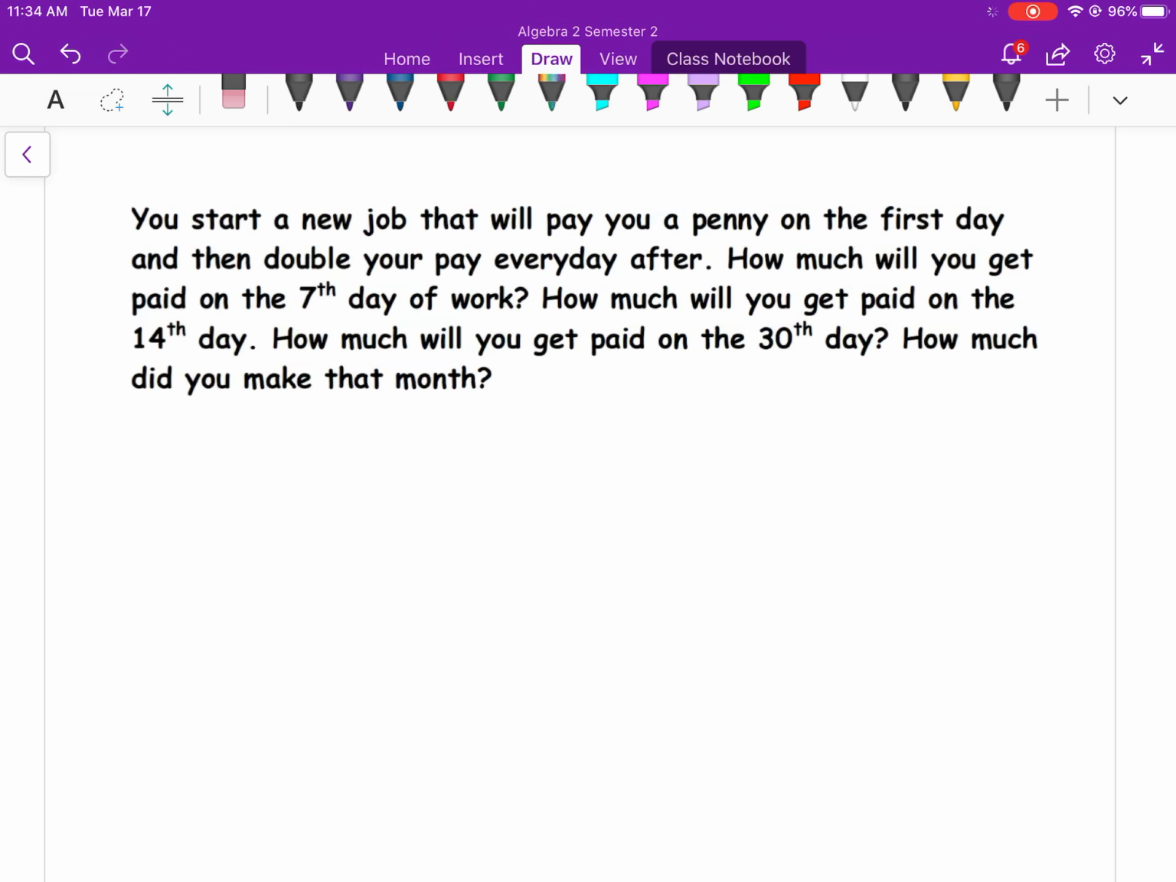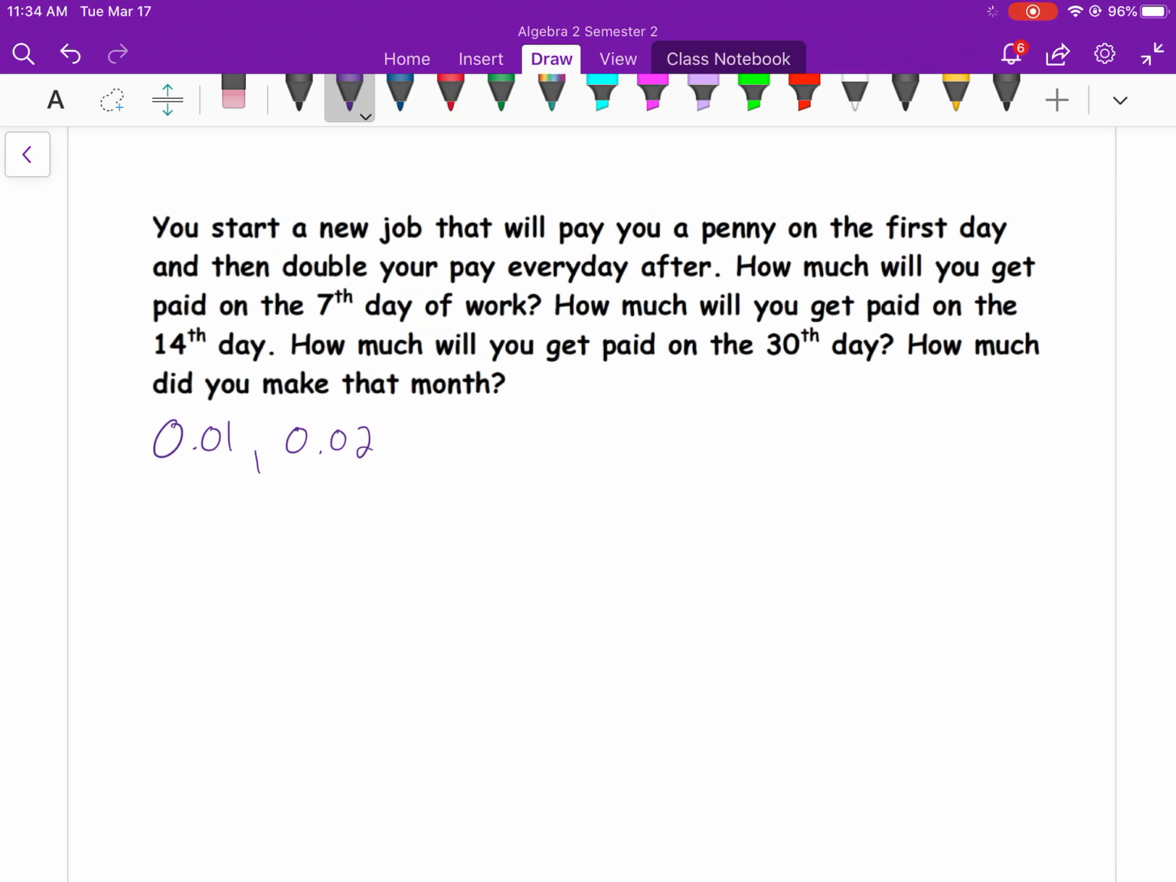We won't be able to do this whole problem until we've gotten through the chapter, but just to get an idea, for example, first day again, we will get 1 cent. Second day, double that, 2 cents. Third day, 4 cents. Fourth day, 8 cents, and so on and so forth. Now, what these are called is a sequence and or series.